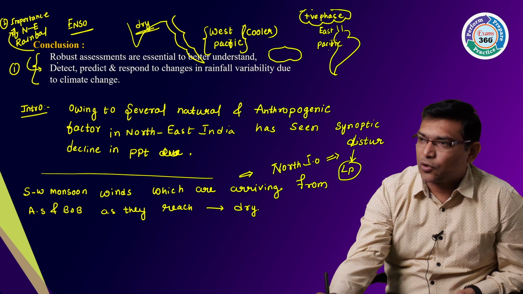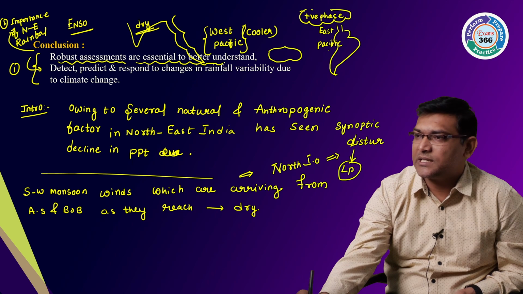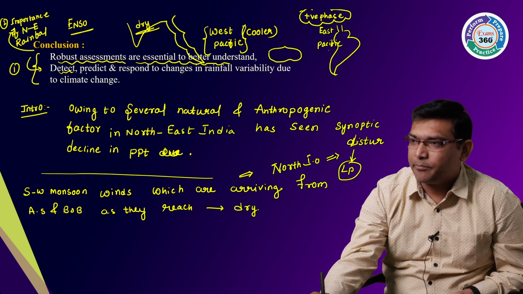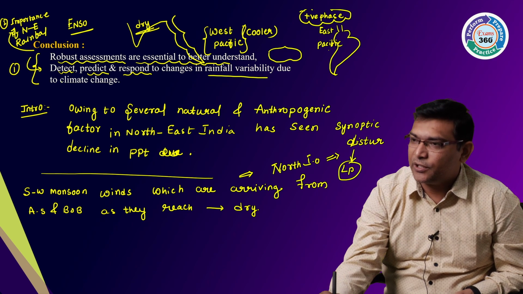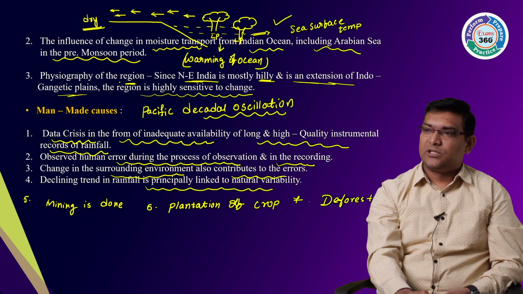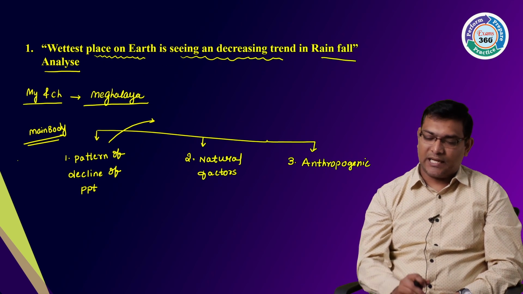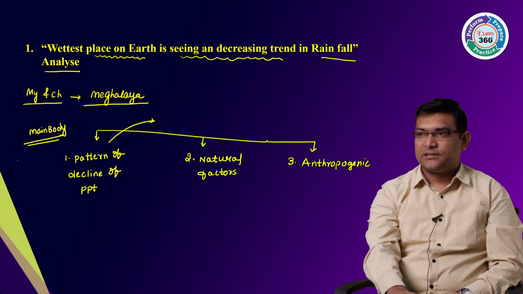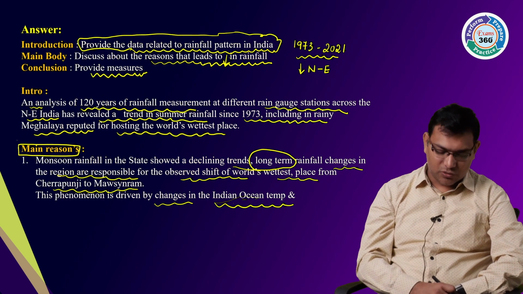Robust assessment is essential to better understand, detect, predict, and respond to the changes in the rainfall variability due to climate change. So this is your question. The wettest place on the earth is seeing a decreased trend in the rainfall. Okay, so let us move to the next question. What is the next question?